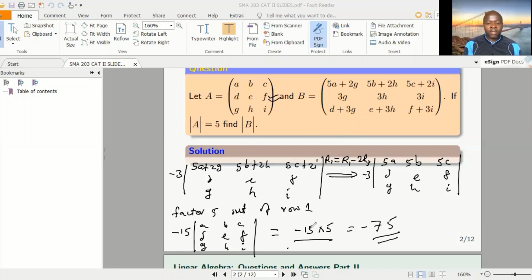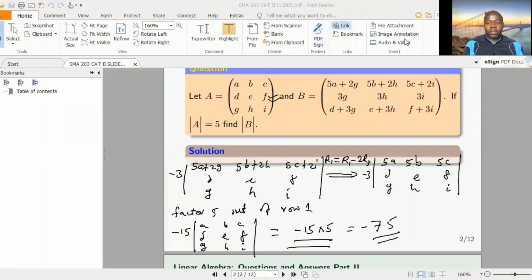You can think that the determinant of B is the same as negative 15 times the determinant of A. But the determinant of A was 5. And so that gives us negative 75 as the determinant of B.